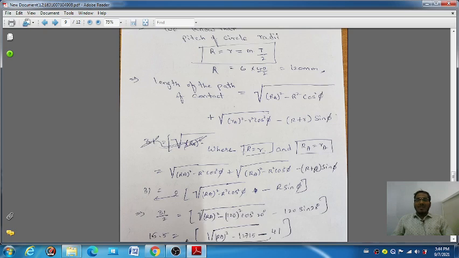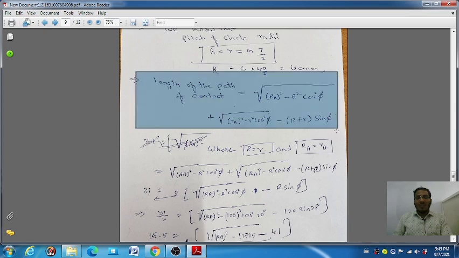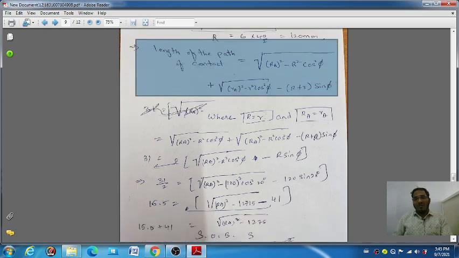Okay, the next is the length of the path of contact is equal to under root of RA square minus R square cos square phi, plus under root of small ra square minus small r square cos square phi, minus R plus small r sin phi. This is the entire formula for the length of the contact. You can see here, and this is the last one.